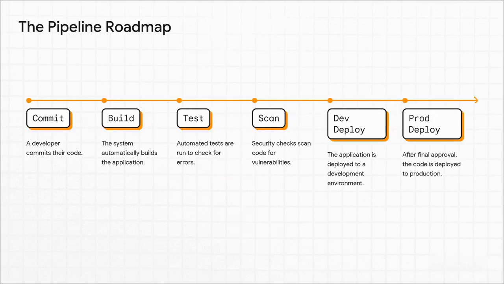Okay, so here's a quick look at the roadmap for that journey. It all kicks off when a developer commits their code. From there, the system automatically builds it and runs some tests. Then comes the really important part, a series of security checks. If it passes all of that, it gets deployed to a dev environment, and then finally to production, where real people can use it. We're going to walk through this whole thing together.